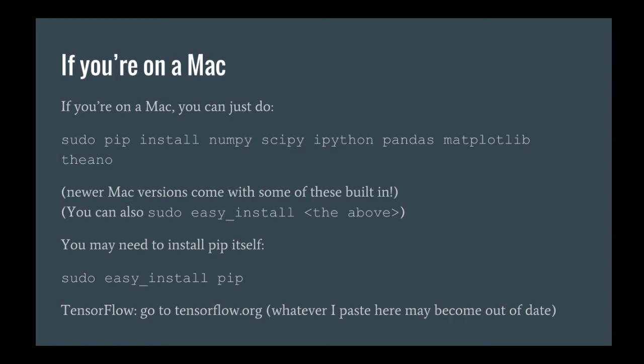If you're on a Mac, you can just do sudo pip install Numpy, Scipy, IPython, Pandas, Matplotlib, and Theano. Alternatively, you can use easy install, which might have a more recent version. You may need to use easy install to install pip itself, which is just sudo easy install pip. If you want to install TensorFlow, just copy the command at tensorflow.org. It's just a pip install command that points to their custom installation location. I won't put it here since it corresponds to a specific version, and that version may become out of date by the time you watch this. That is good news because the people working on TensorFlow are updating it all the time.